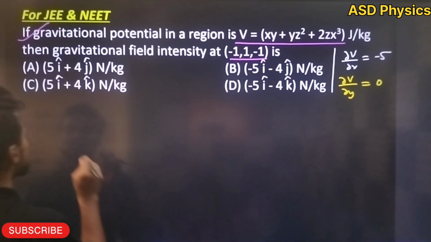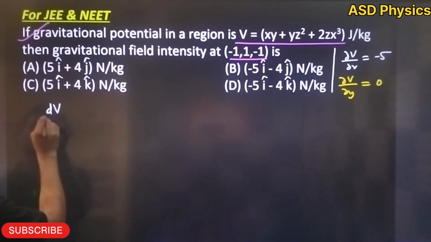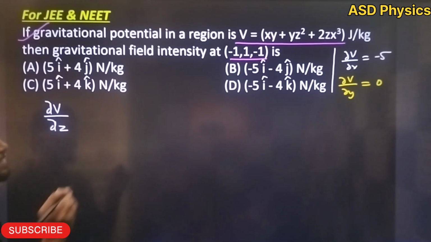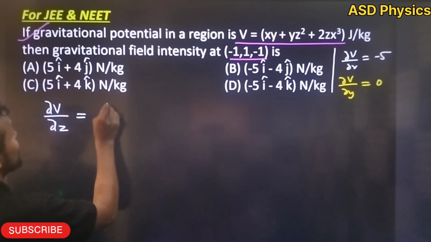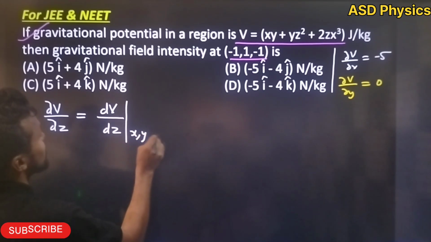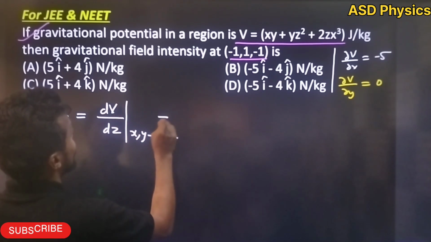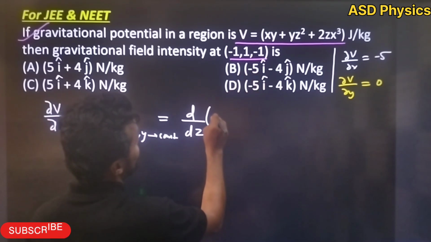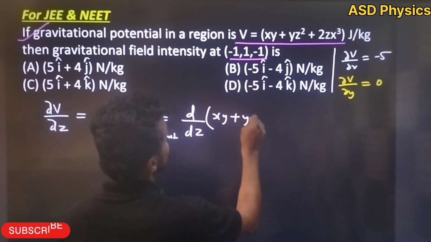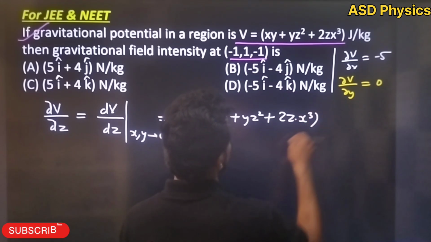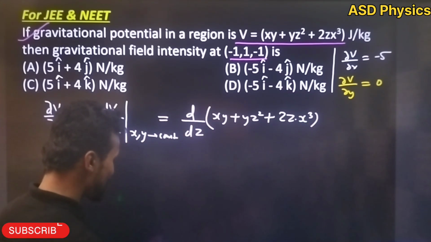So students, if we do it for the z direction, dV by dz, del V by del z. What is constant? x and y are constant. So it will come d by dz, put the value of V: xy plus yz square plus 2zx cube. Now students, what other things are constant here, please?